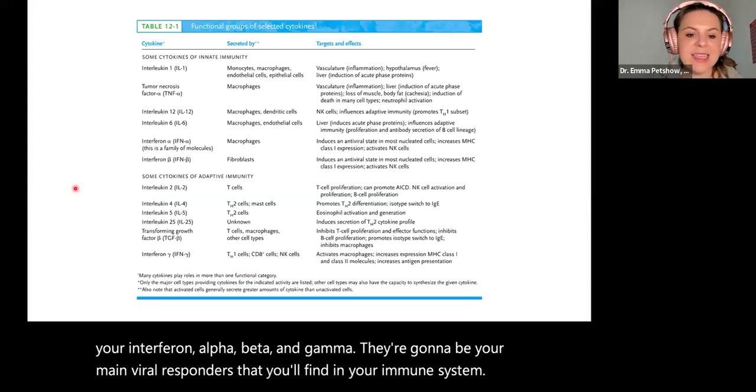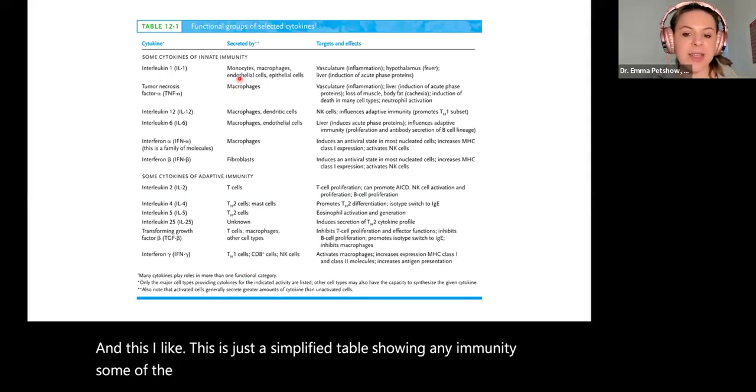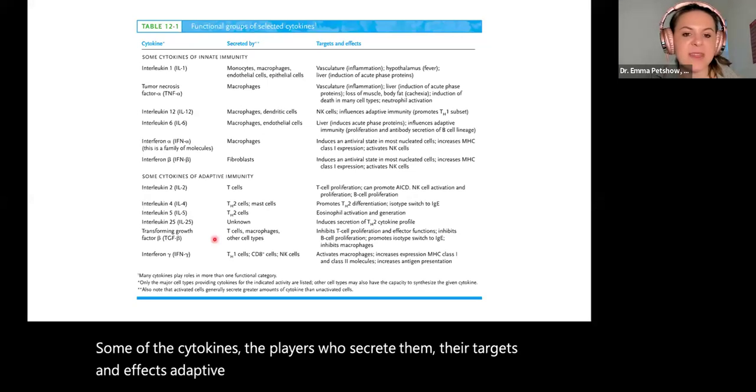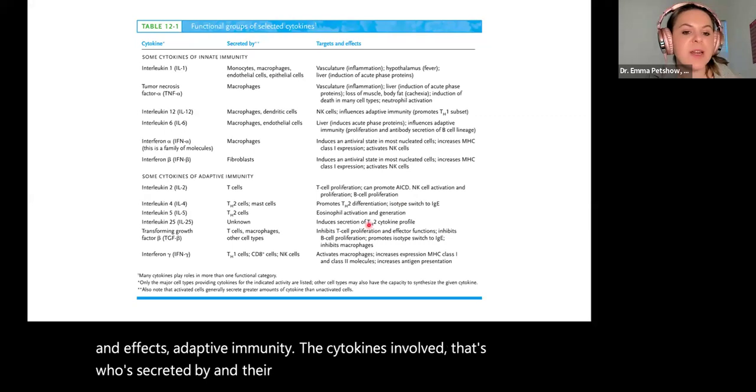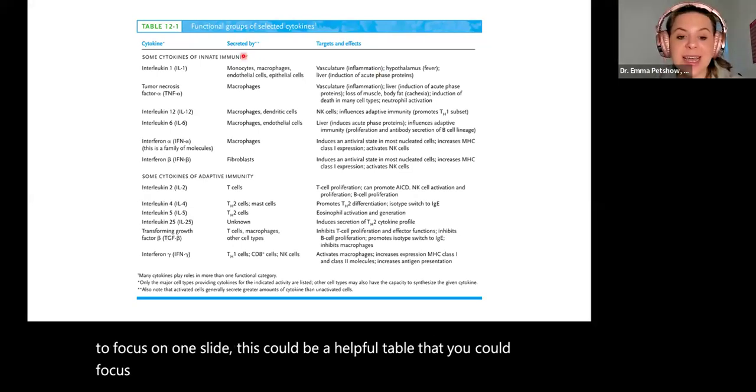And this, I like this. This is just a simplified table showing innate immunity, some of the cytokines, the players who secrete them, their targets and effects. Then adaptive immunity, the cytokines involved, who they're secreted by, and their targets and effects. So if you wanted to focus on one slide, this could be a helpful table to focus on for your self-study for your cytokines.